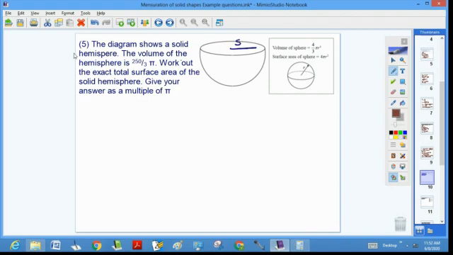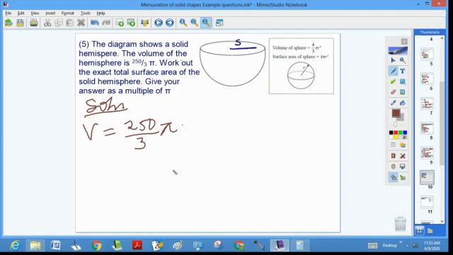A hemisphere is half of a sphere, a sphere cut off from the middle. So that is what a hemisphere is. To solve this problem, we write out the parameter we are given. The major thing we are given there is the volume. The volume is equal to 250 over 3 pi.